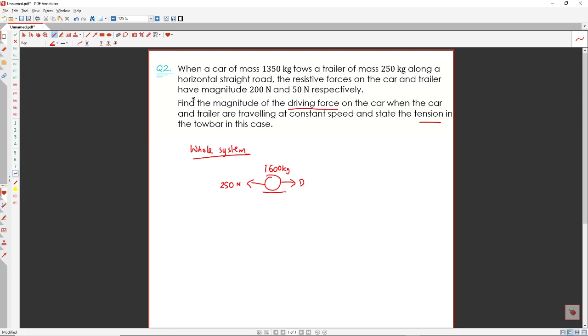Okay, we also need an acceleration for this. So if we have something I haven't underlined in the question yet, it says they're travelling at constant speed, so that means that A will equal 0. So if we resolve to the right, we're going to get D minus 250 equals, the mass is 1600, but we times it by 0, so it just equals 0 there. So we get D equals 250.